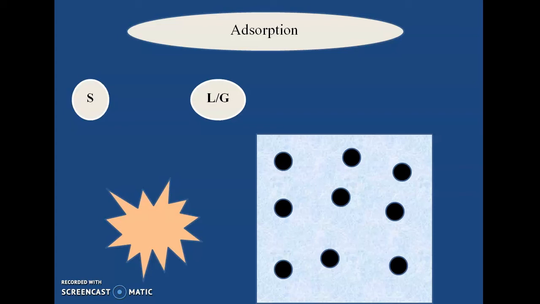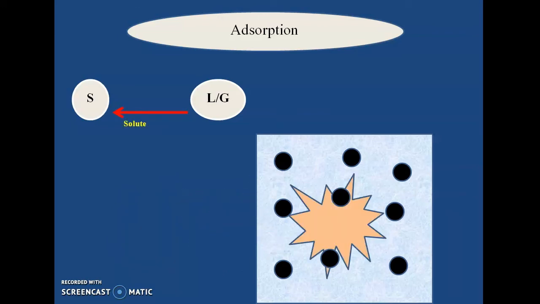For that you need a solid material. You take a solid material which can adsorb those solute particles towards it, so that they can be separated from the liquid phase or gas phase considered. Let's see how it happens. You take a solid phase and a liquid phase or gas phase containing solute particles. When this solid phase is brought into contact with the liquid phase, the solute particles get adsorbed on the surface of this solid.